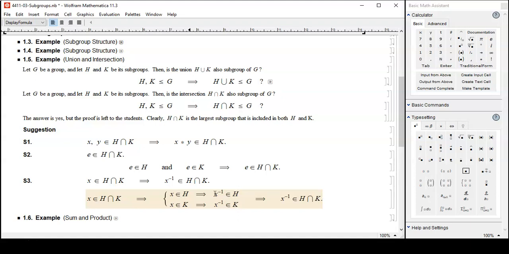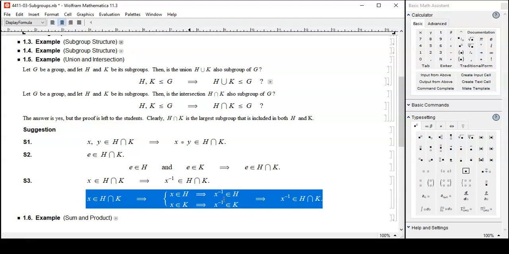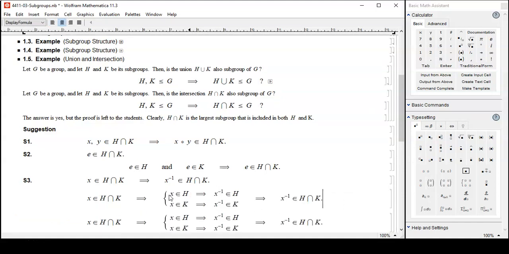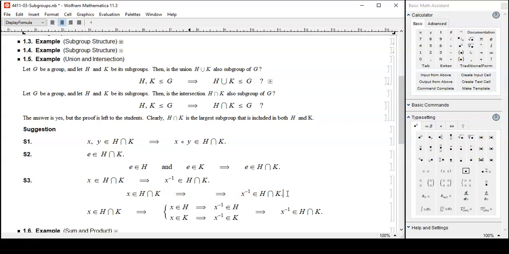But how do you determine whether this inverse is in H? The inverse is in K. It comes from X is in H and also X is in K. If you don't like this brace notation here, I could rewrite it like this.